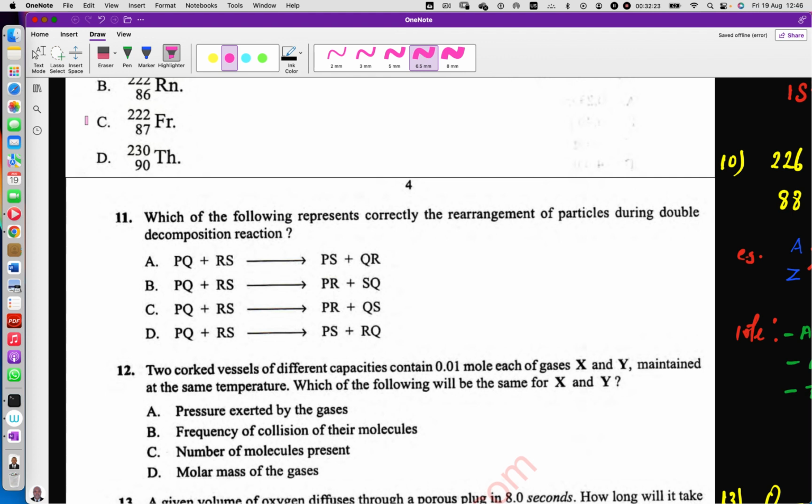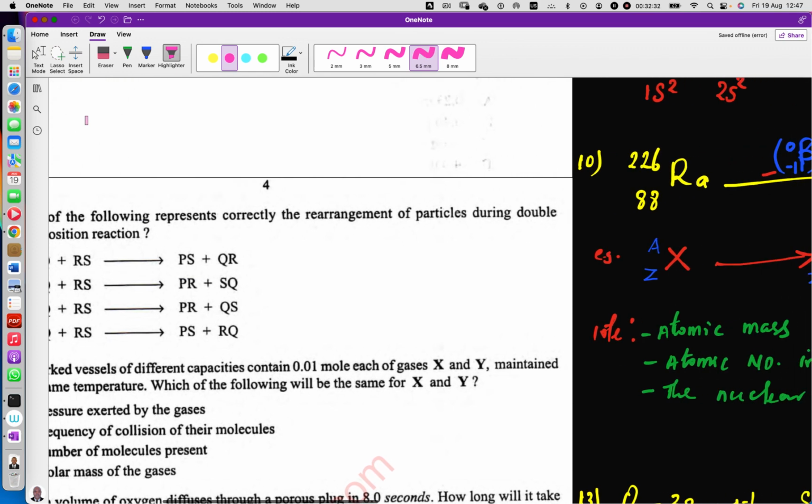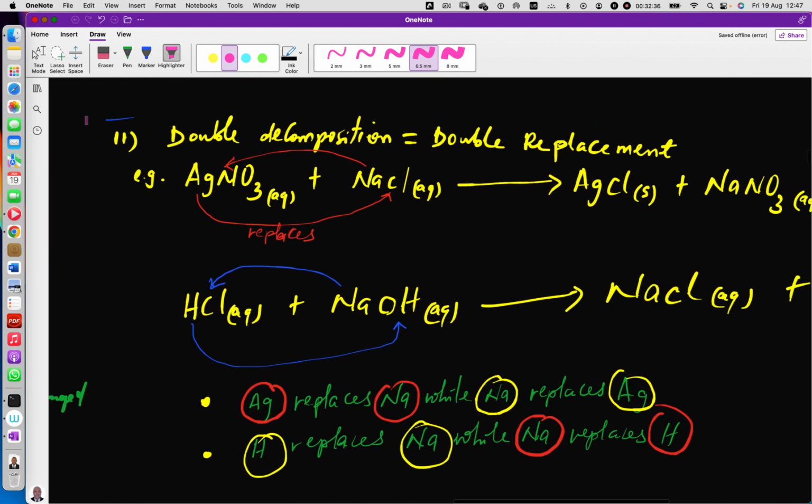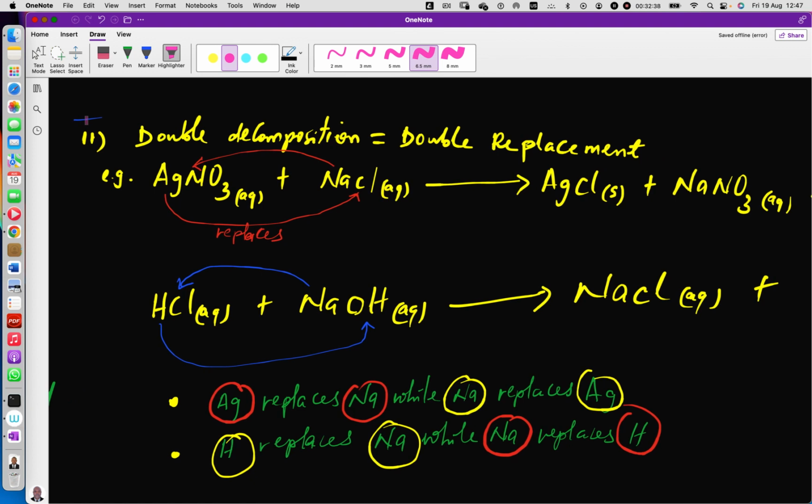So for double replacement or double decomposition, let me give you a clue on that. Double decomposition is a double replacement. I gave you an example of silver nitrate reacting with sodium chloride, and we will have a white precipitate of silver chloride and sodium nitrate.